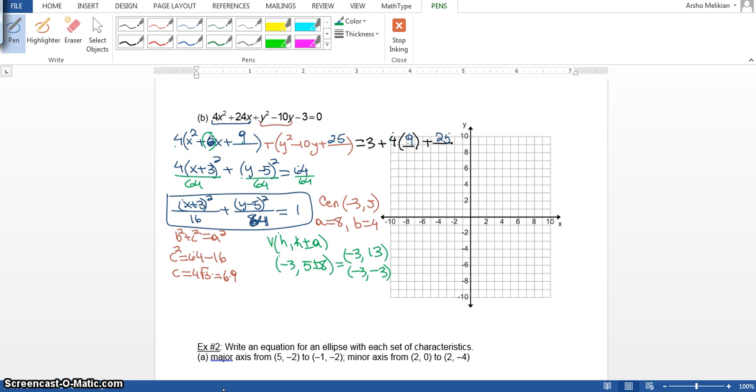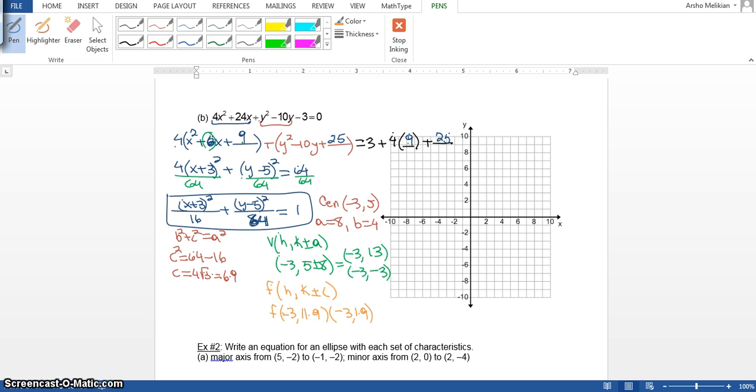The covertex, let's do the focus first. The focus will have the same form as this always. So it'll be H, K plus or minus C. So the foci will be at -3 comma 5 plus 6.9, so it's 11.9. 5 minus 6.9, 1.9. Those are the points of the foci.